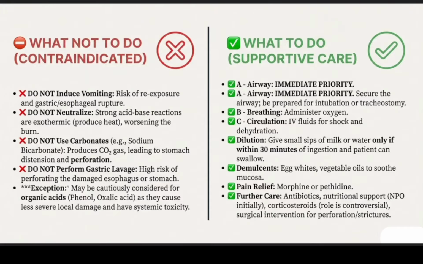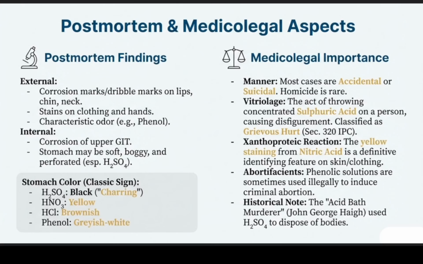So next is the postmortem and the medicolegal aspects. Postmortem findings, we have already mentioned: there are going to be corrosion marks, dribble marks on the lips, chin. There is going to be staining on the clothing and hands, nitric acid, remember, right? Then there is going to be a characteristic odor, phenolic, if it is phenol. Then corrosion of the upper GI. Stomach may be soft, boggy, and perforated, especially with sulfuric acid. Stomach color, remember: sulfuric acid, black, charring. Nitric acid is going to be yellow. Hydrochloric acid is going to be brownish. Phenol is going to be grayish white. We have already mentioned all this, right?